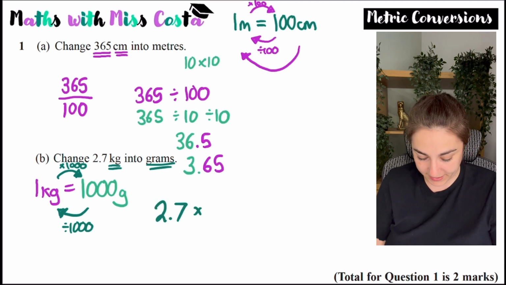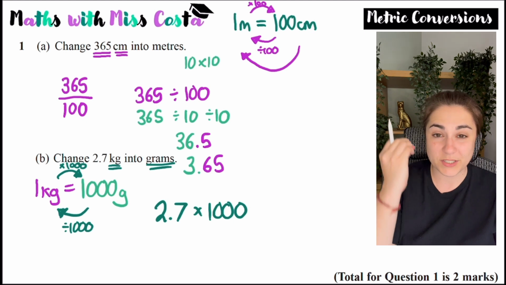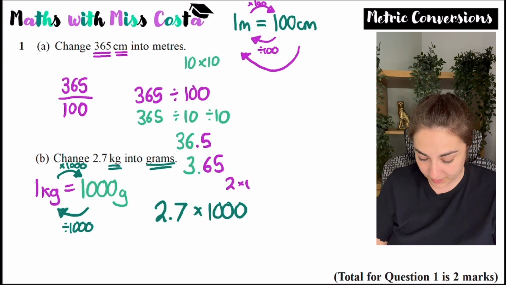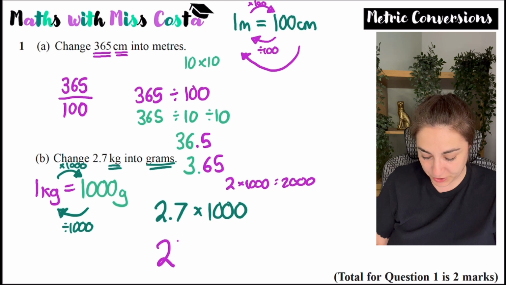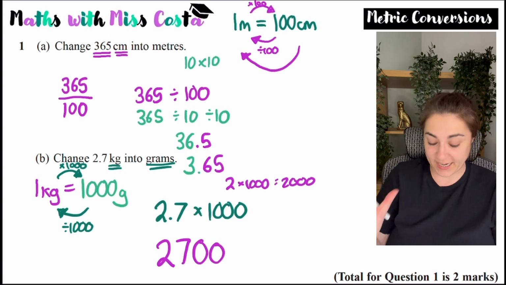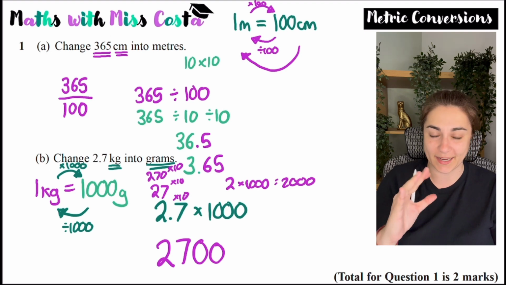So 2.7 times by 1,000. And just like before, the best way to do this is to think to yourself, okay, what would 2 times 1,000 be? I know that 2 times 1,000 would be 2,000. So I know that's the place value it's going to be, but it's 2.7, so it would be 2,700. When you multiply, again, you could do it by 10 by 10. So if you multiplied it by 10, that would become 27. If you then multiplied by 10 again, it would become 270, and multiplied it by 10 again. So you can do it step by step.